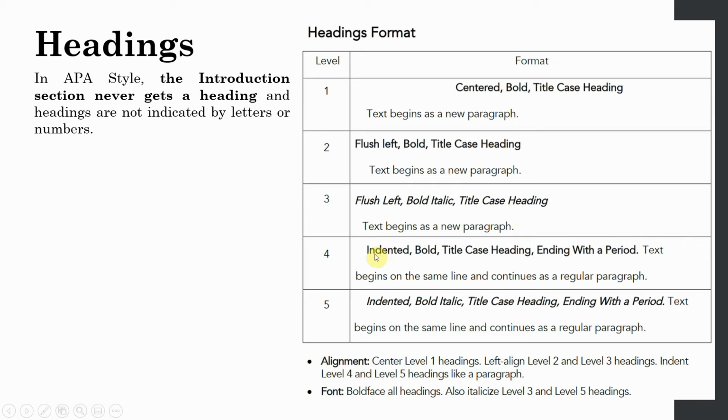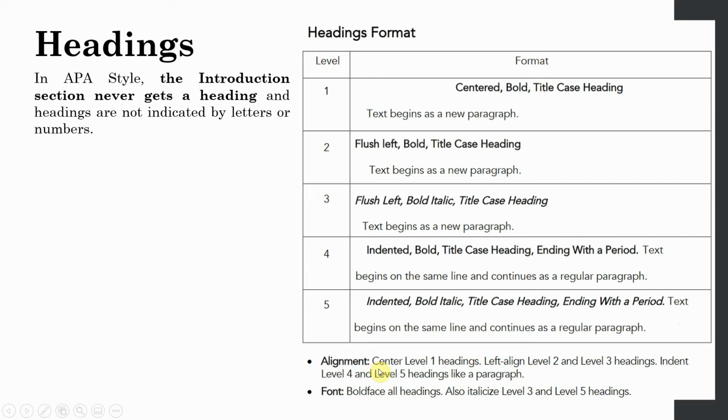Your level 4 is indented, bold, title case heading, ending with a period, that is a full stop, and the text starts right after it. Whereas in the first 3 levels, the text begins as a new paragraph. And finally, level 5 is indented, bold and italic, where level 4 was not italic, just bold and indented. Title case heading, ending with a period and the text starting right afterwards.